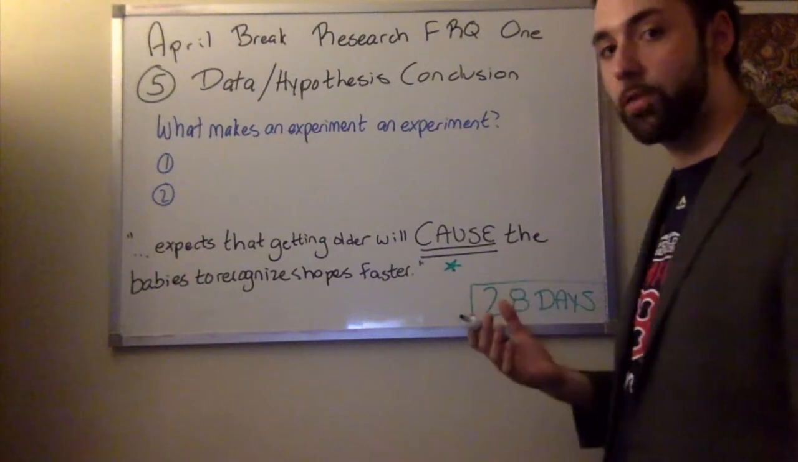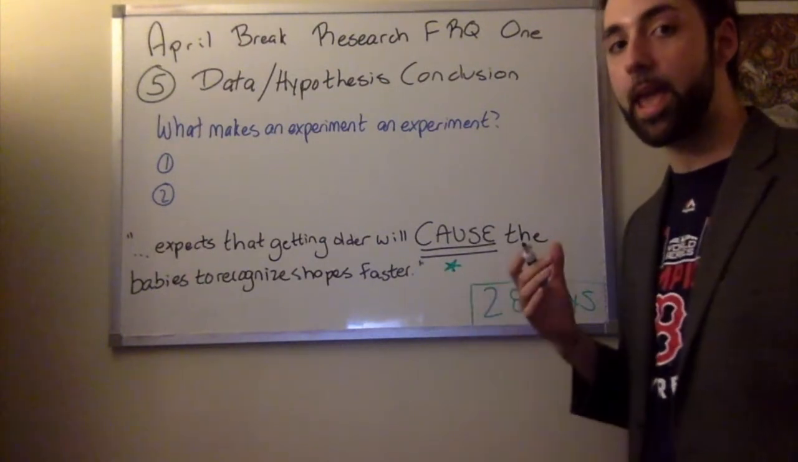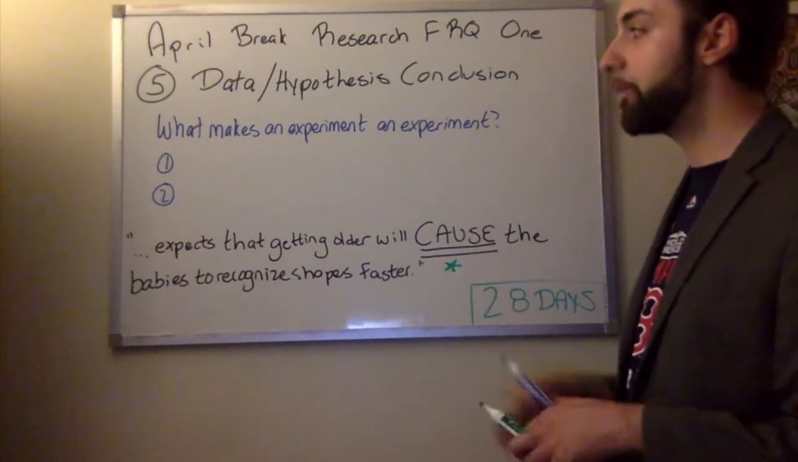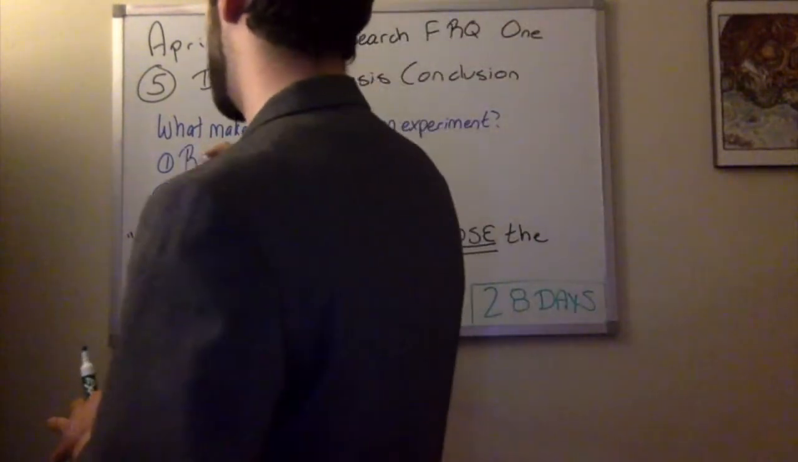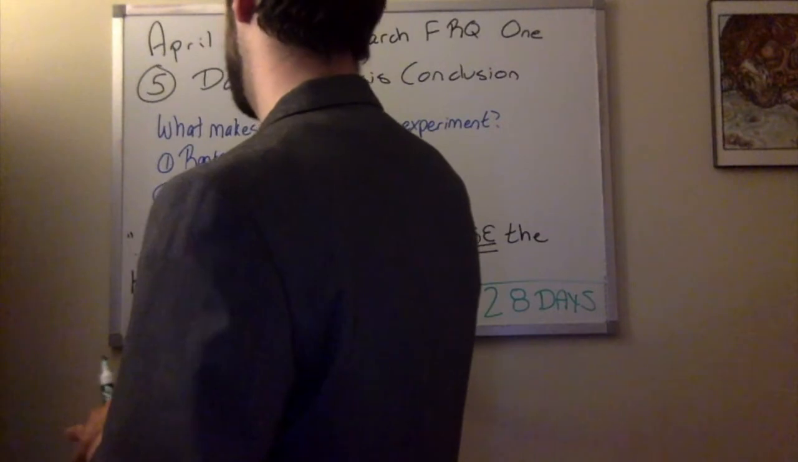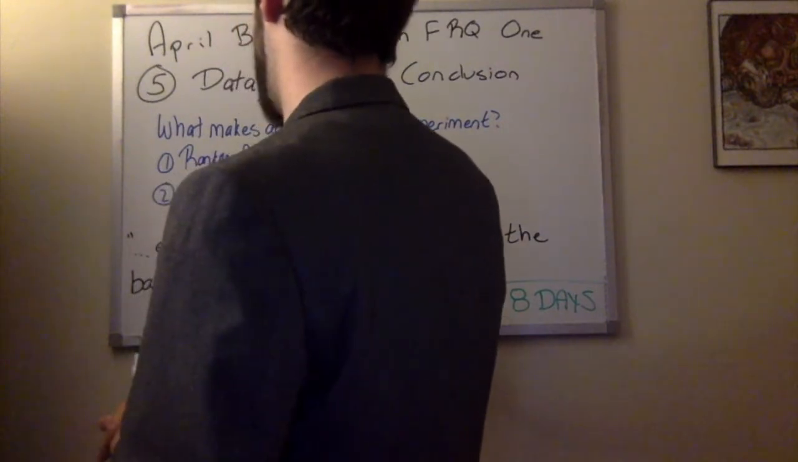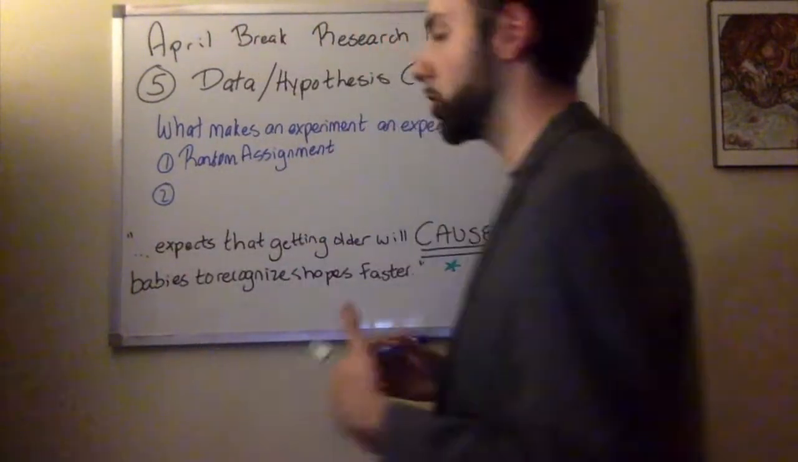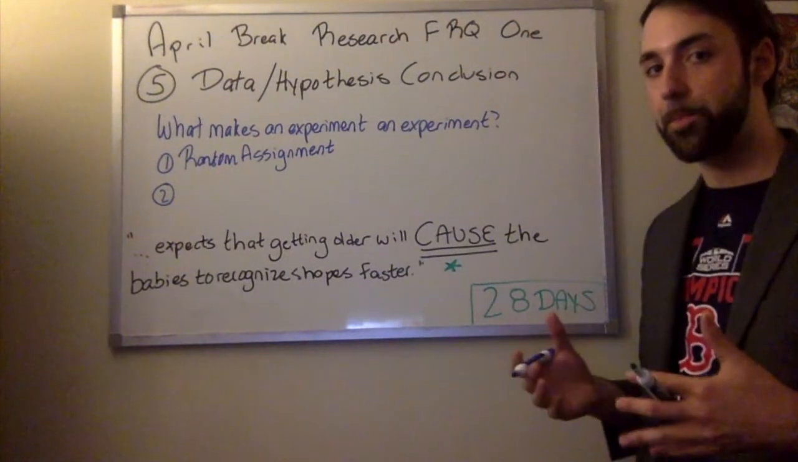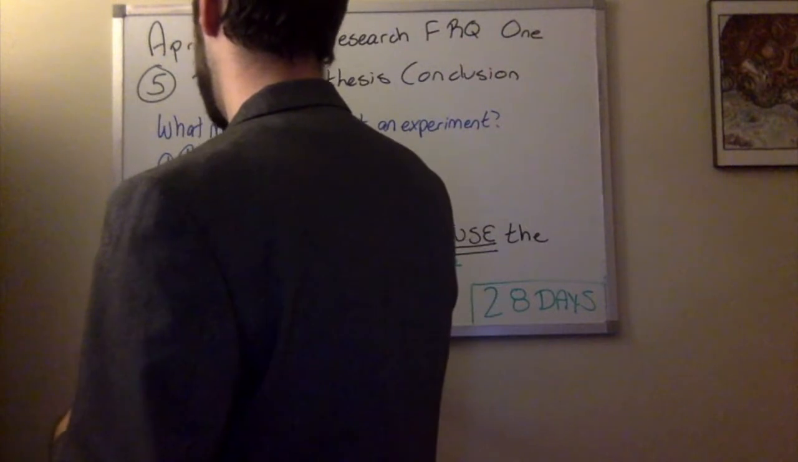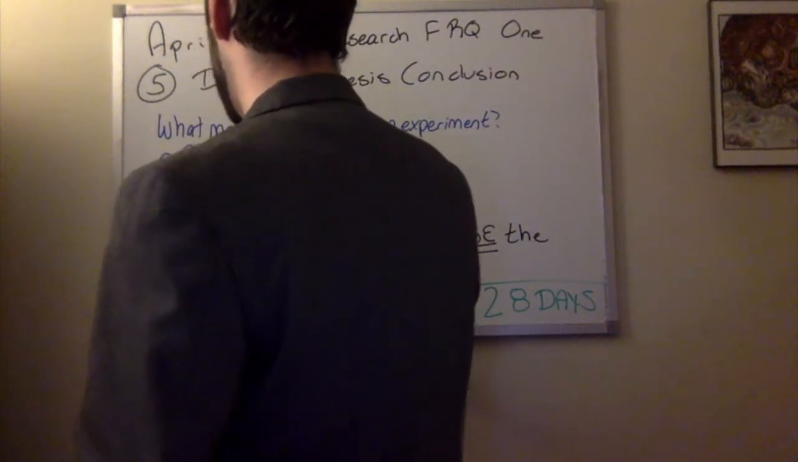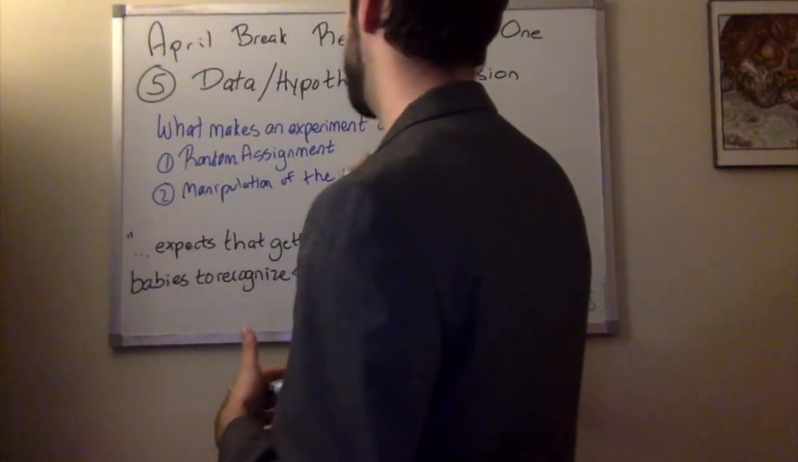In order to do that, you need to conduct an experiment. And there are a couple features of experiments. The first major feature is what we call random assignment, when we take our participants and randomly divide them into a control and an experimental group. You also need to look for the manipulation of the independent variable.